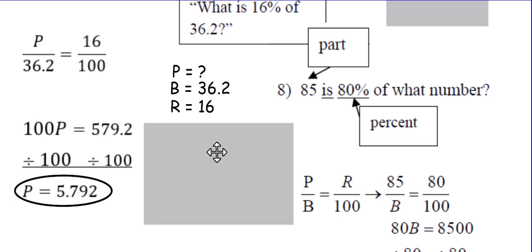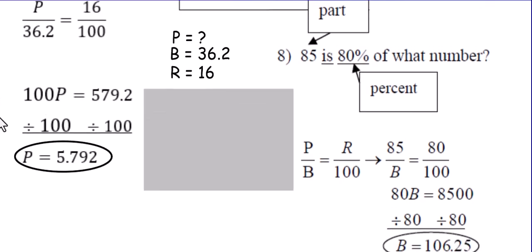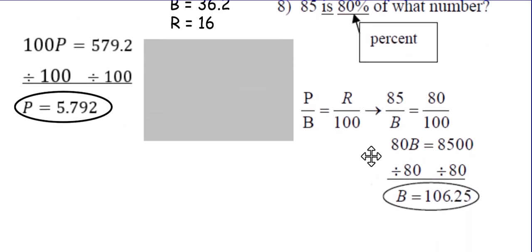All right, so we have had our part as our unknown. We've had our percent as our unknown. Let's talk about our base being our unknown. So number 8, it says 85 is 80% of what number? So 85 is some part of some other number that we don't know. 80 is clearly the percent here. It's got a percent sign after it. So when we fill in our percent proportion, it's going to be P over B, or 85 over B, equals 80 out of 100. Again, that percent always goes over 100.